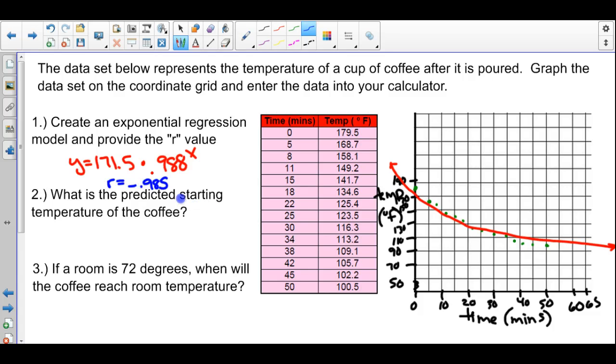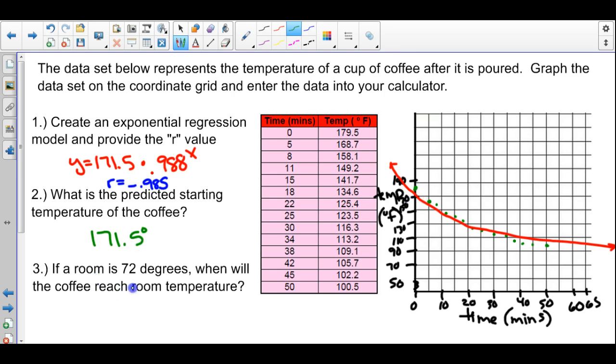So it says, what is the predicted starting temperature of coffee? What that means is if you were to put 0 into your equation, you're going to end up with the A value. So your predicted starting temperature is 171.5 degrees. According to the equation, it's different from our actual value, which is where my cursor is, but according to our equation, which is something that probably looks like my line, it's at 171.5 degrees.